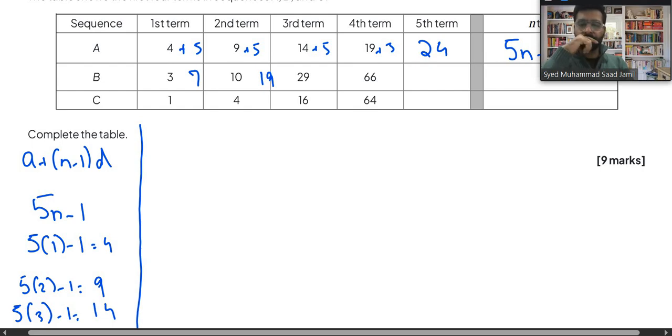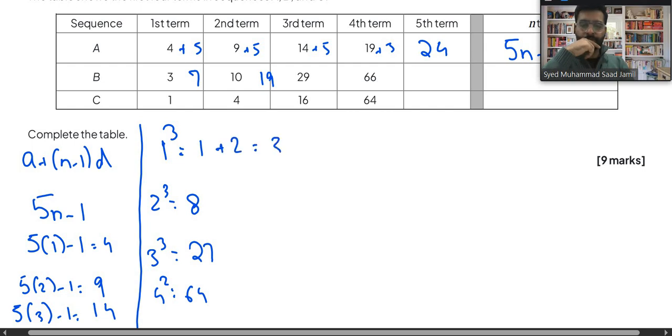For example, 1 cube is 1. 2 cube is 8. 3 cube is 27. 4 cube is 64. And if I add 2, this becomes 3. If I add 2, this becomes 10. If I add 2, this becomes 29. If I add 2, this becomes 66. So it is n cube plus 2. Get it? n cube plus 2.